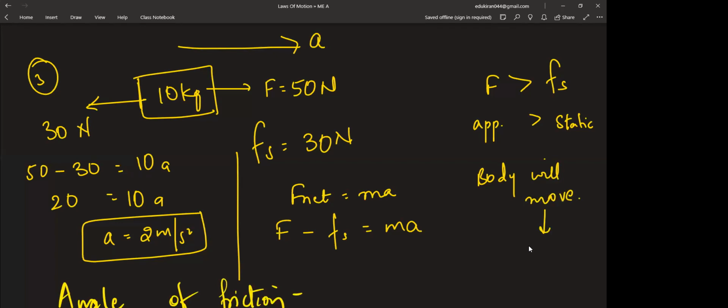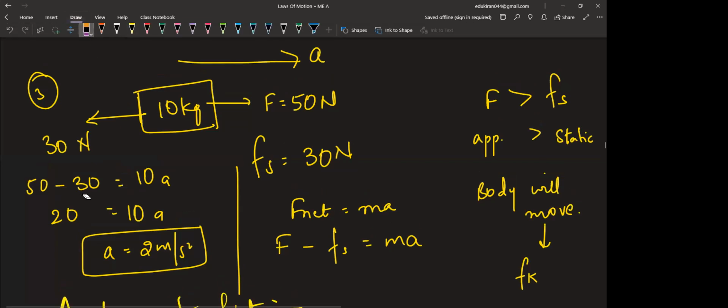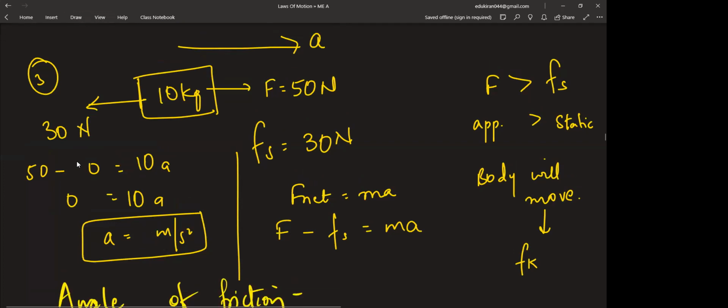If the body moves, then the friction that is acting is kinetic. So instead, we'll use the value of kinetic friction. So it will be 3 meter per second. Because this value is of the static friction. But once the motion has begun and we are calculating acceleration, we'll have kinetic friction.